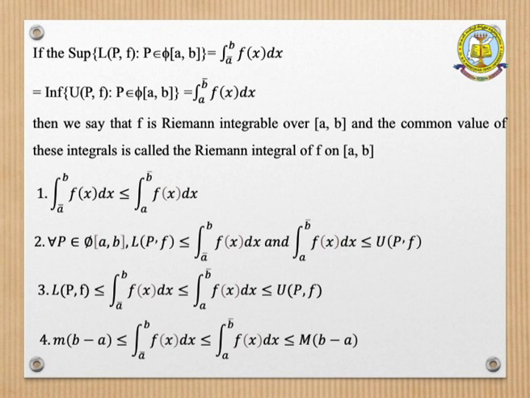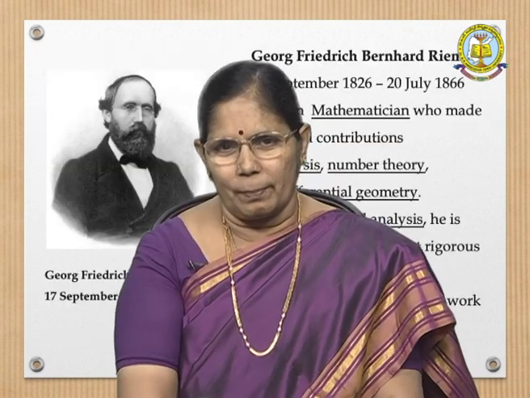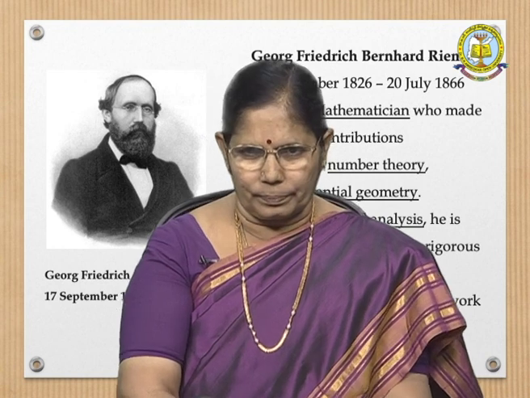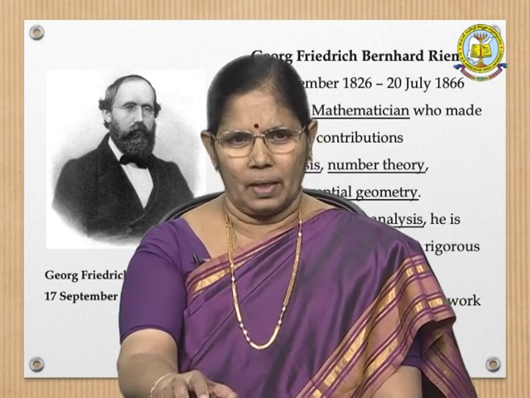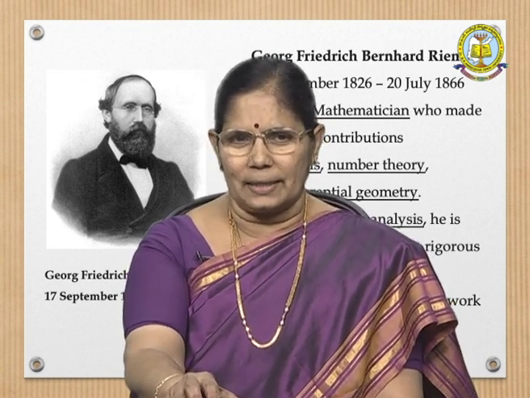Or in other words, we can say small m into b minus a. I told you what m into b minus a is, that is the lower bound. You have m into b minus a is less than or equal to the lower integral a to b f of x dx, is less than or equal to the upper integral a to b f of x dx, is less than or equal to capital M into b minus a. You have the supremum is less than the upper bound and the lower bound is less than the infimum.